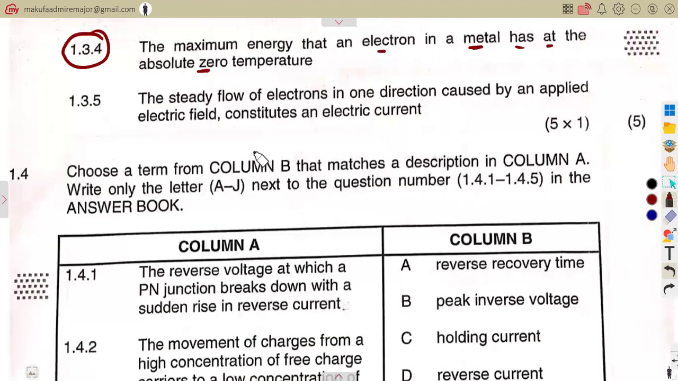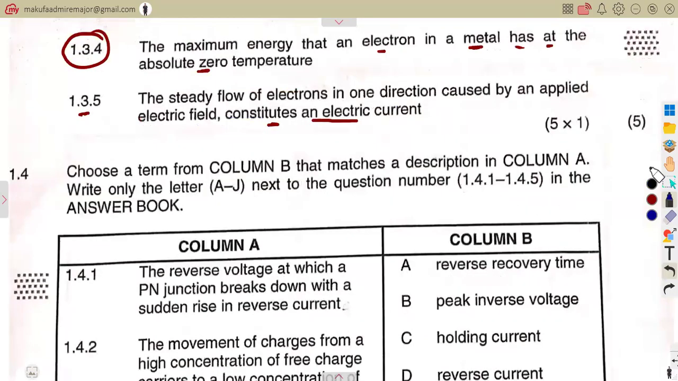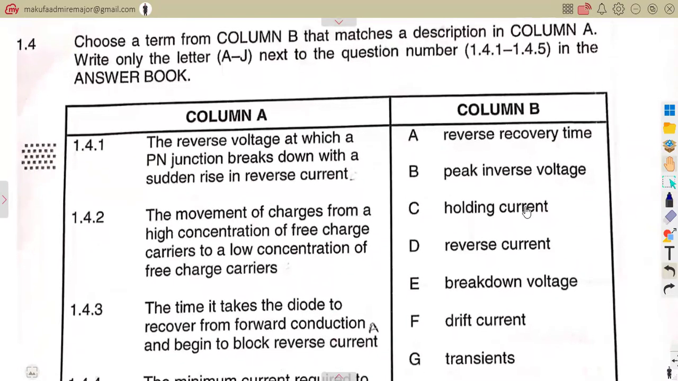Then the steady flow of electrons in one direction caused by an applied electric field constitutes an electric current. This is the drift current, the definition of a drift current. So that is a drift current there. Okay, so that is what we had.